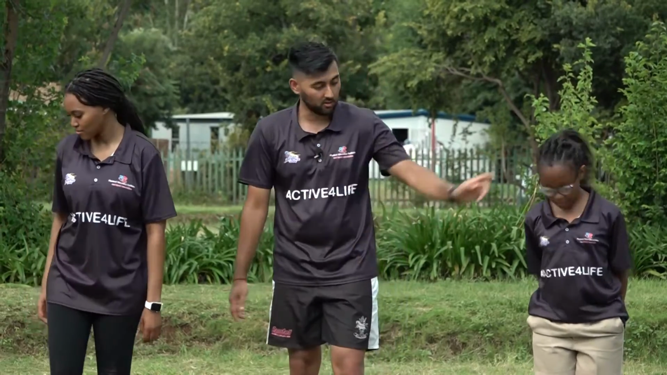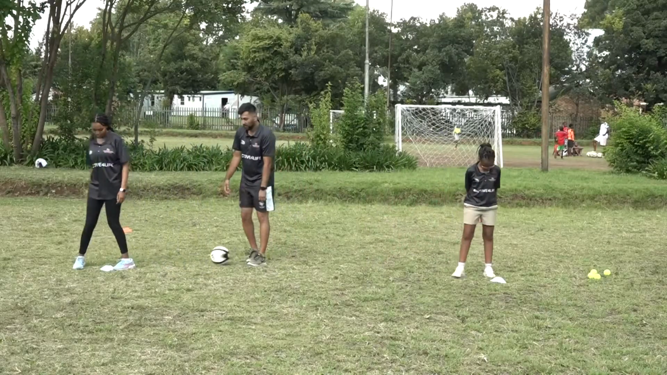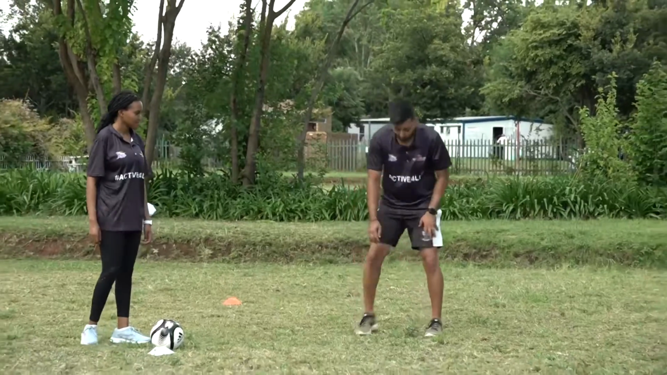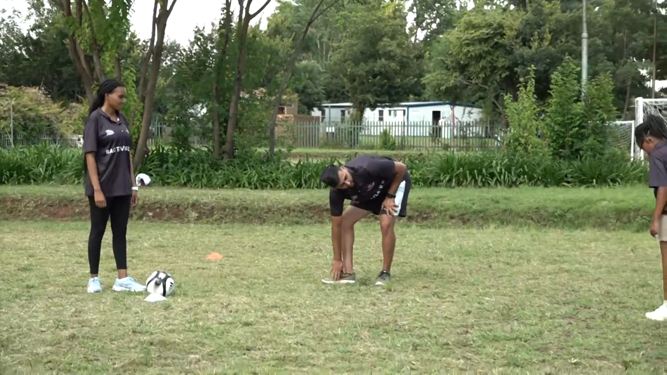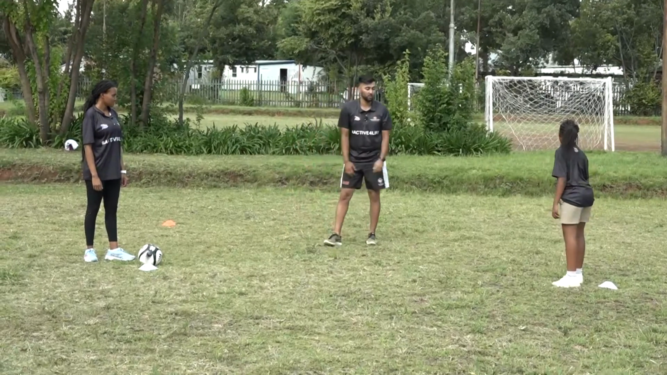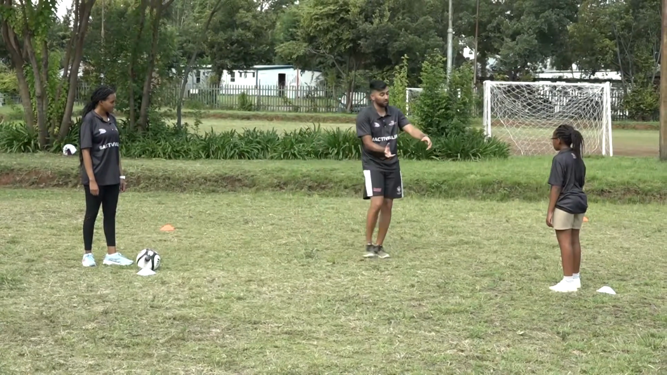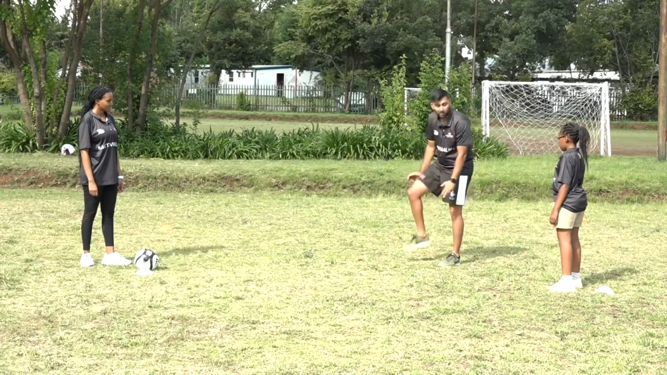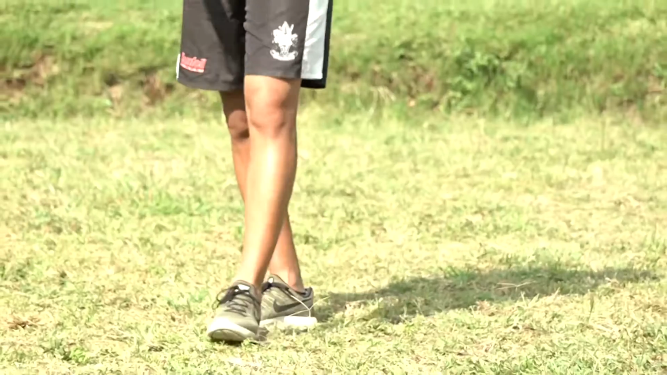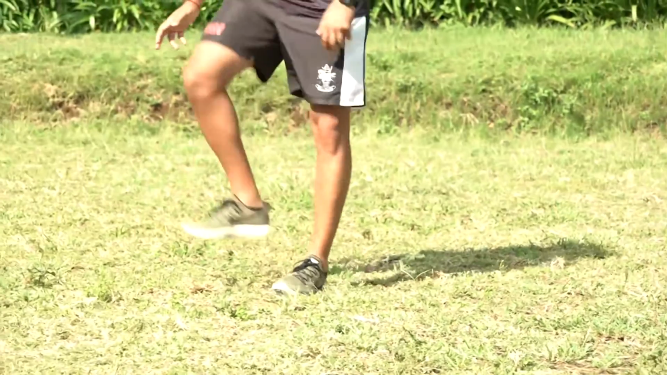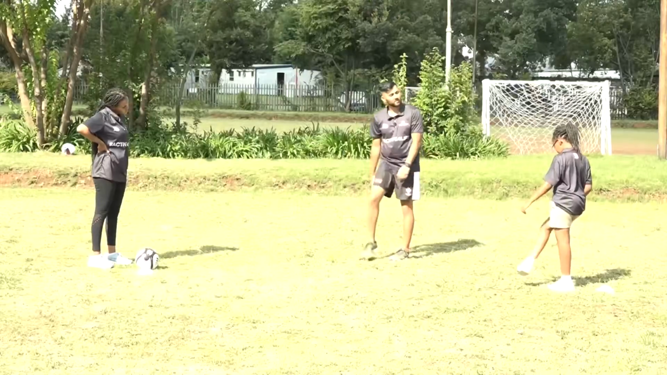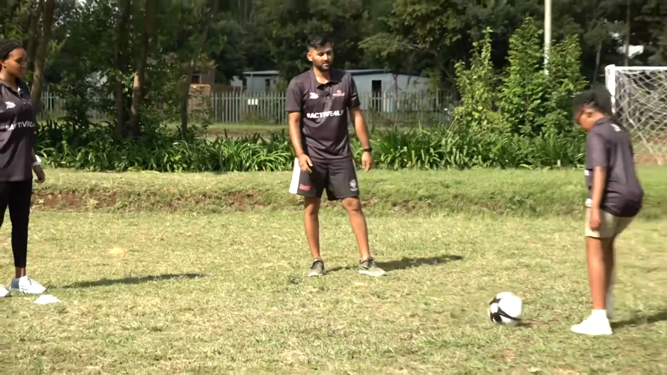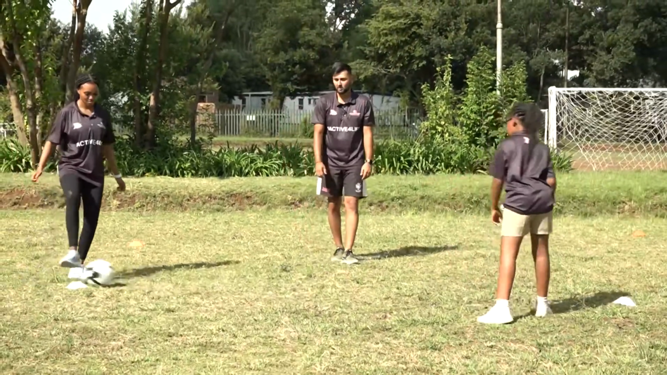Okay, Zintle, you can go to that cone, Masinda on that cone. And remember, guys, when we are passing the ball, we want to pass the ball with the inside of our foot. That's the correct way of passing a soccer ball. And Masinda, when you're receiving the soccer ball, yes, well done. We receive the ball on the inside of our foot as well. So always remember, when the ball is coming to you, we stop it once and then we pass it once. That's all we're doing. Let's go. Good, stop it once, pass it once. Well done, go back to your cone.